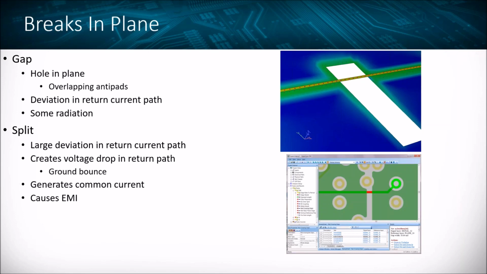Okay, and then what we would consider a split, as opposed to a gap in the plane, is a large deviation in that return current path. That can cause a voltage drop in the return current path, which ultimately leads to some ground balance issues. Again, this generates common mode current, which can be a very difficult issue to tackle and ultimately causes EMI. So this could cause you to fail your EMI check once your design has been fully created.